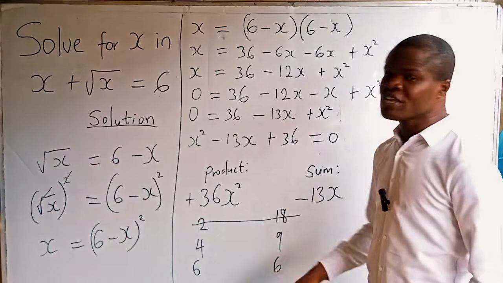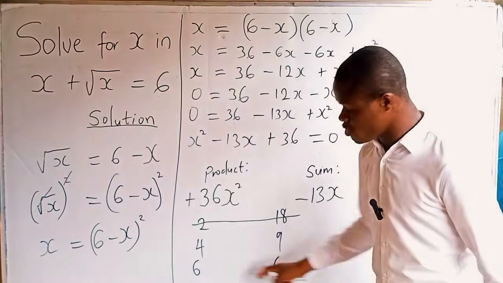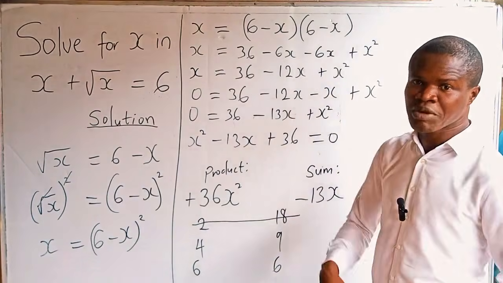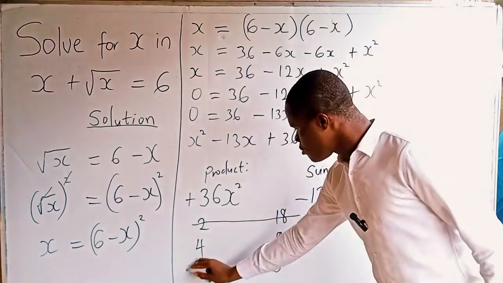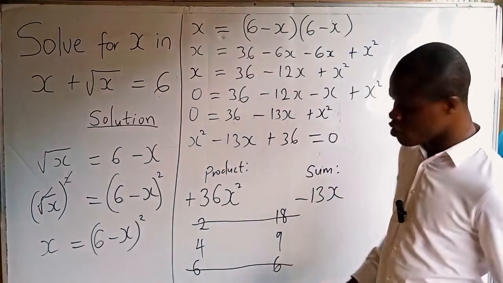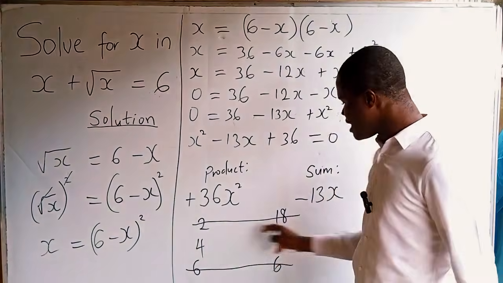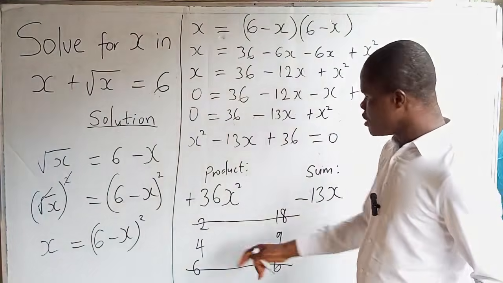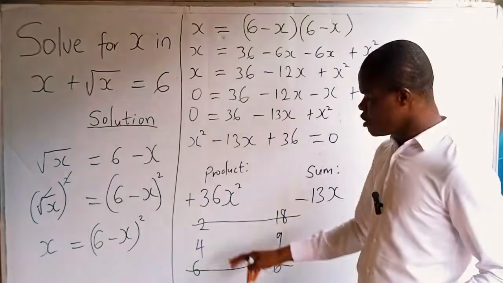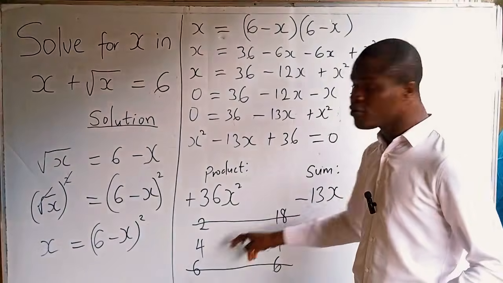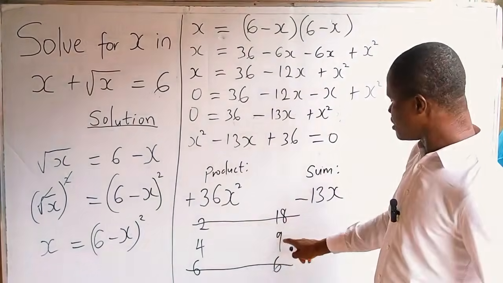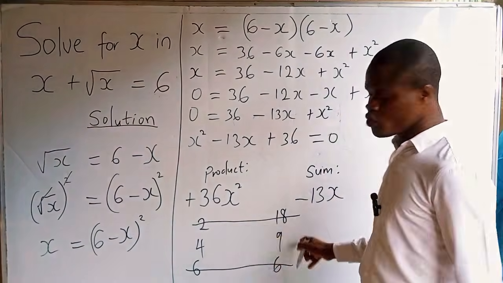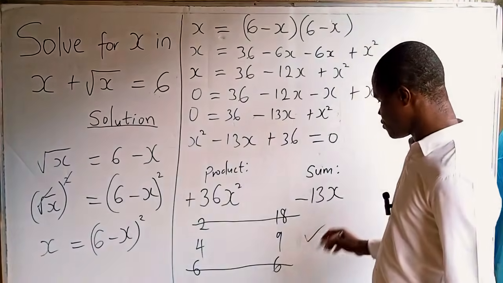6 times 6 will give us 36. But 6 plus 6 will give us 12, and 6 minus 6 will give us 0. So this number is out. It will not work. So let's come to this one. 4 times 9 will give us 36. 9 minus 4 will give us 5. But 4 plus 9 will give us 13. That means these are the two terms we are going to use.